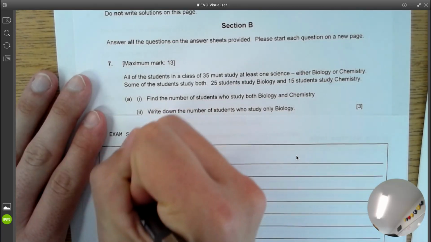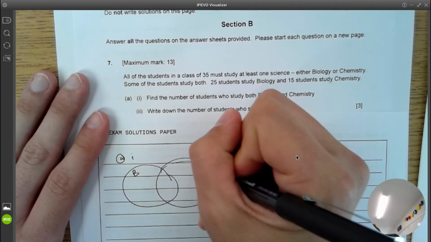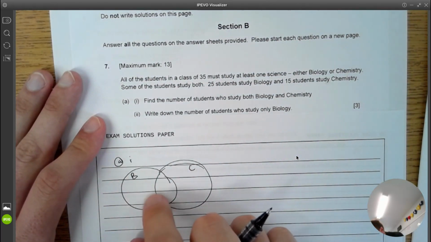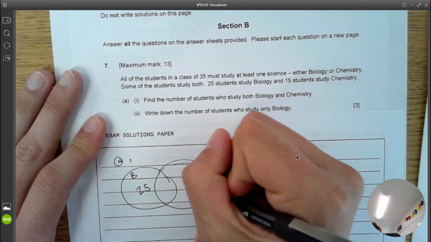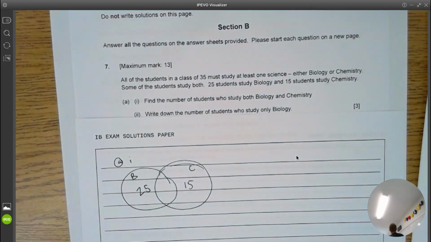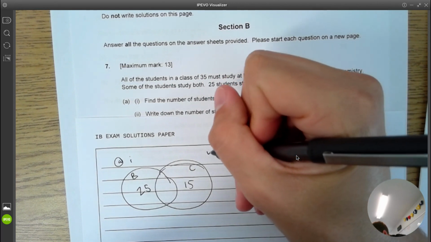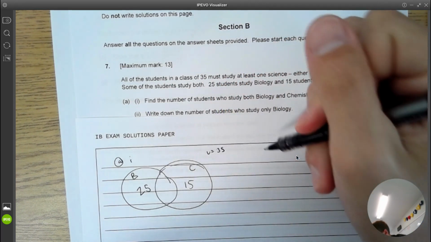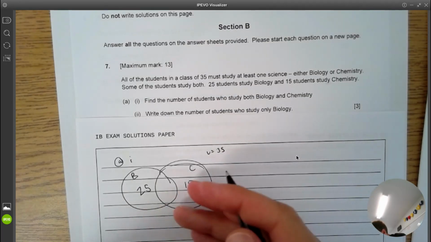Well, we think about a Venn diagram here. We think about biology versus chemistry. In the biology, we have 25 kids, and in the chemistry, we have 15 kids. Oh, we're over time. Now, we know that in total there are 35 kids only, and they have to study biology or chemistry. There are no kids outside of here. Well, the problem is that 25 plus 15 is not 35, it's 40.